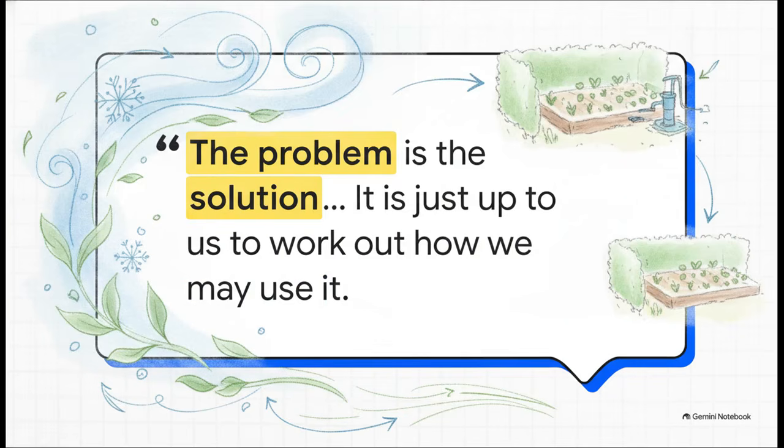And this brings us to a really brilliant piece of philosophy from permaculture co-founder Bill Mollison. He famously said, "The problem is the solution. It is just up to us to work out how we may use it as such." This is a massive mindset shift, guys.